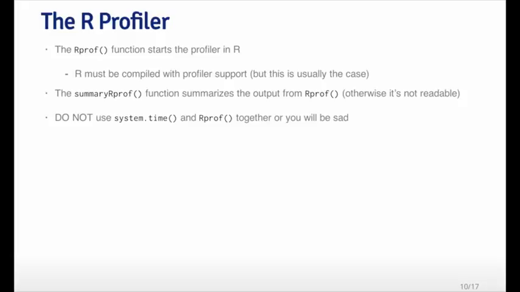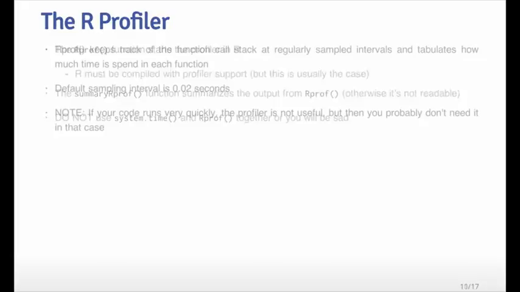The other function that's useful is the summaryRprof function, which takes the output from the profiler and summarizes it in a way that's readable, because the raw output from the profiler is generally not very usable. So the summaryRprof function is very important. It's important to realize that you should not use the system.time function and the R profiler together. These are not designed to be used together, so you should always use one or the other and not both.